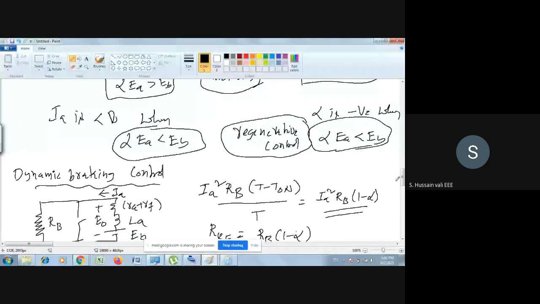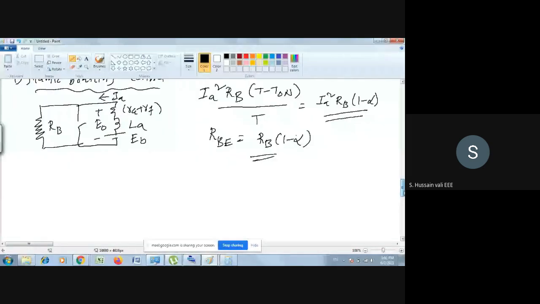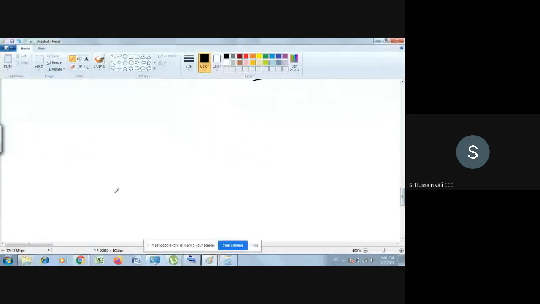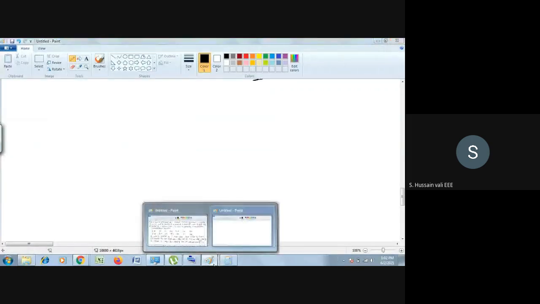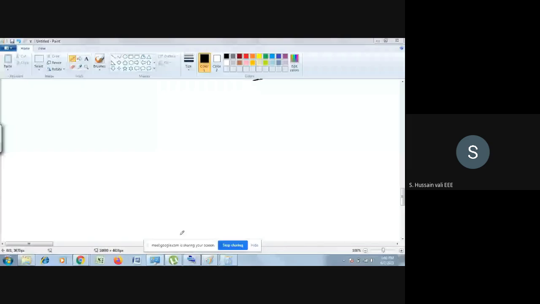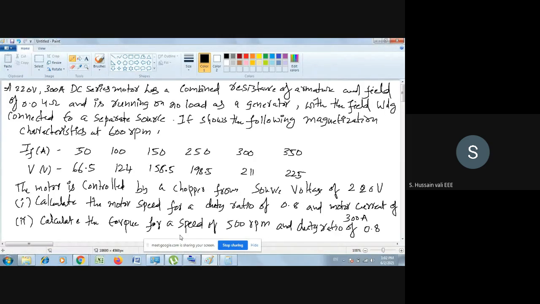Here also same thing, except some equations will change. So based on the equations, the speed torque graph also changes. There is no other change you will find out. And then what we do now, after this, we solve a numerical problem. That will be fine. So now you see the numerical problem.